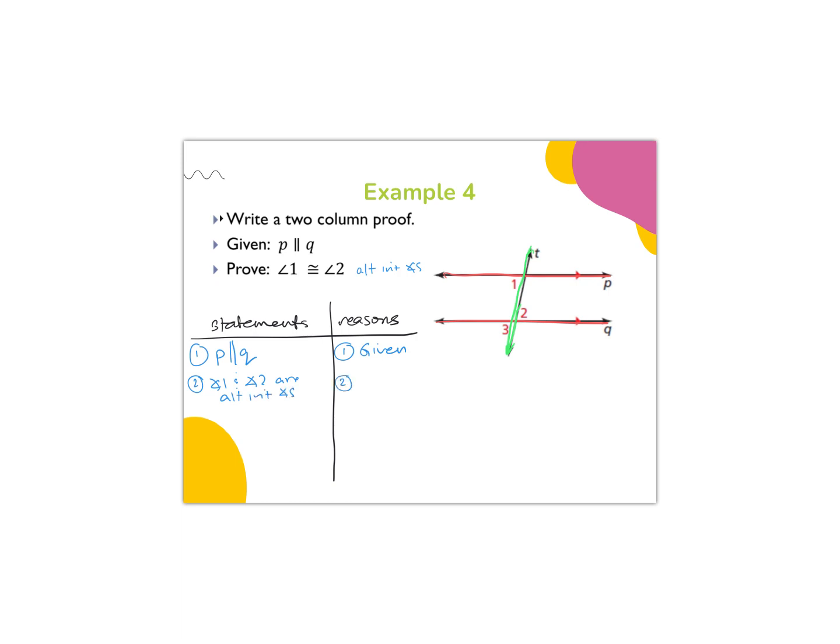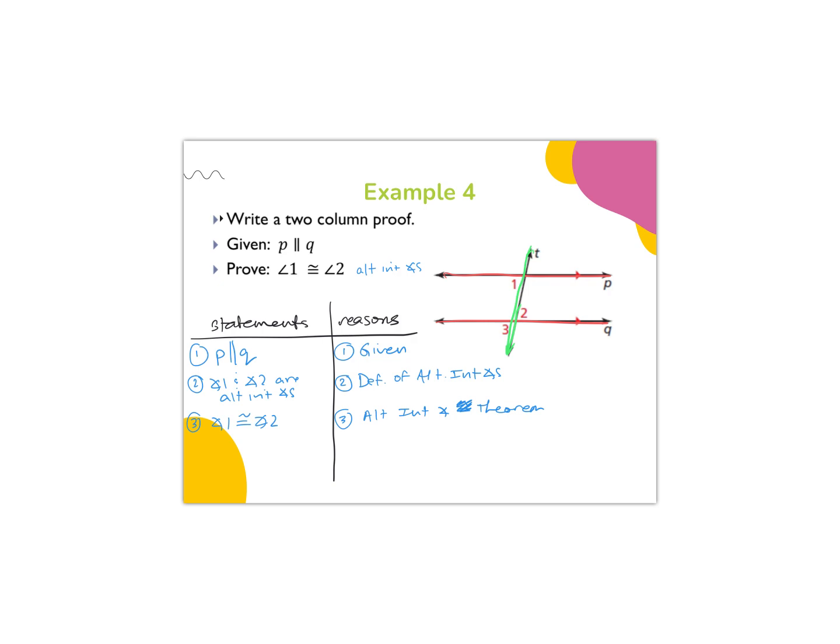How do I know they're alternate interior angles? Because of the definition of alternate interior angles. I know that they meet the criteria. I learned about alternate interior angles in 3.1. So the definition tells me they're alternate interior, and then number 3 states that angle 1 and angle 2 are congruent. That comes from the alternate interior angle theorem, which tells me that alternate interior angles are congruent.